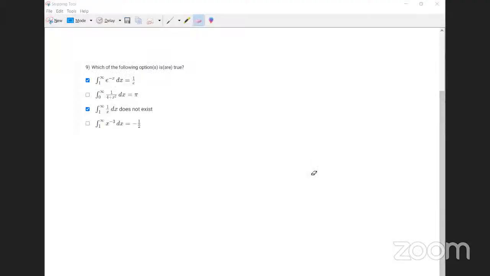Is my screen visible? Yes. So what is the integral of e to the power ax dx? Tell me. E to the power ax by a. You can try substituting also, you get the same thing, right? Yes, sir. So now what is the integral of this?